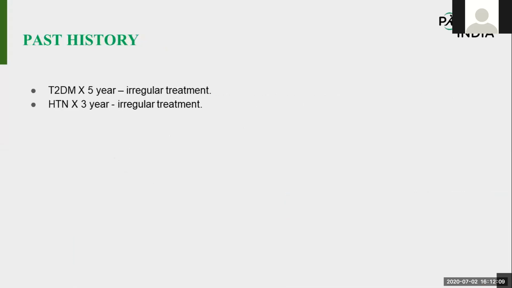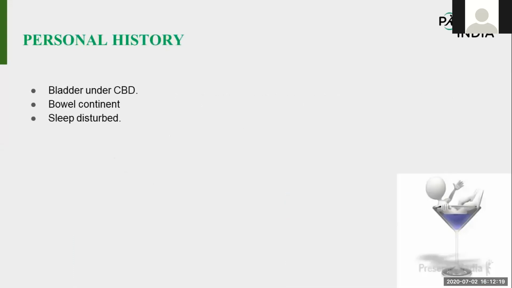So past history, she is a known case of diabetes since 5 years, which was on irregular treatment, and she is a known case of hypertension. That too, the treatment was irregular. Personal history, coming to bladder, she was on CBD. Bowel was continent, sleep was disturbed.